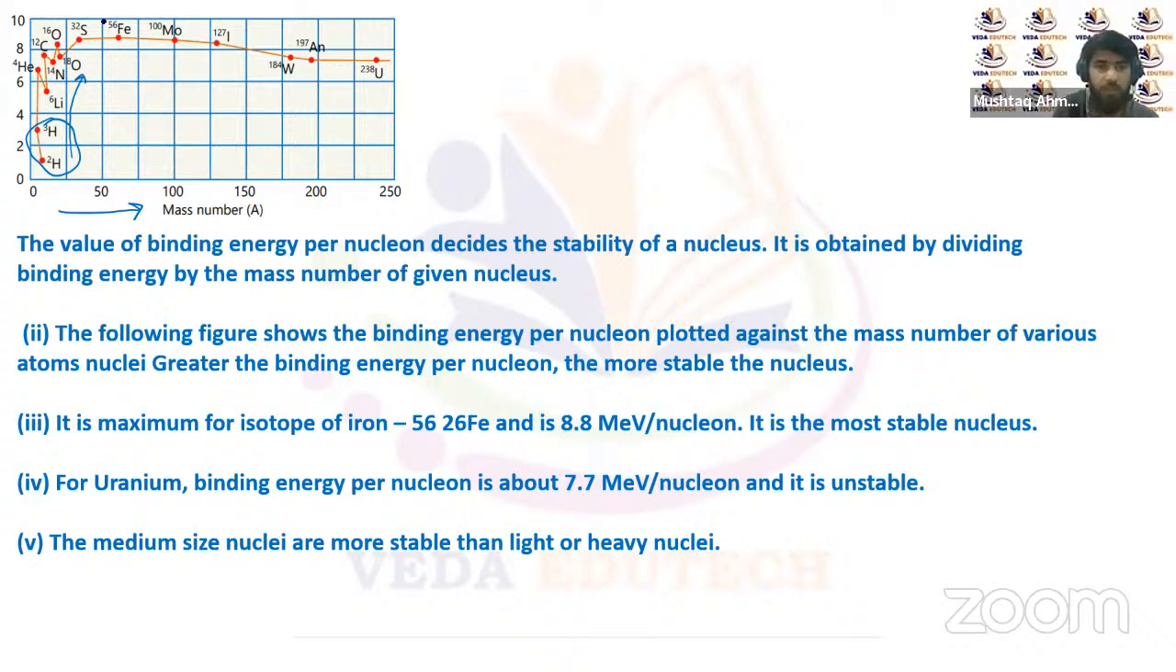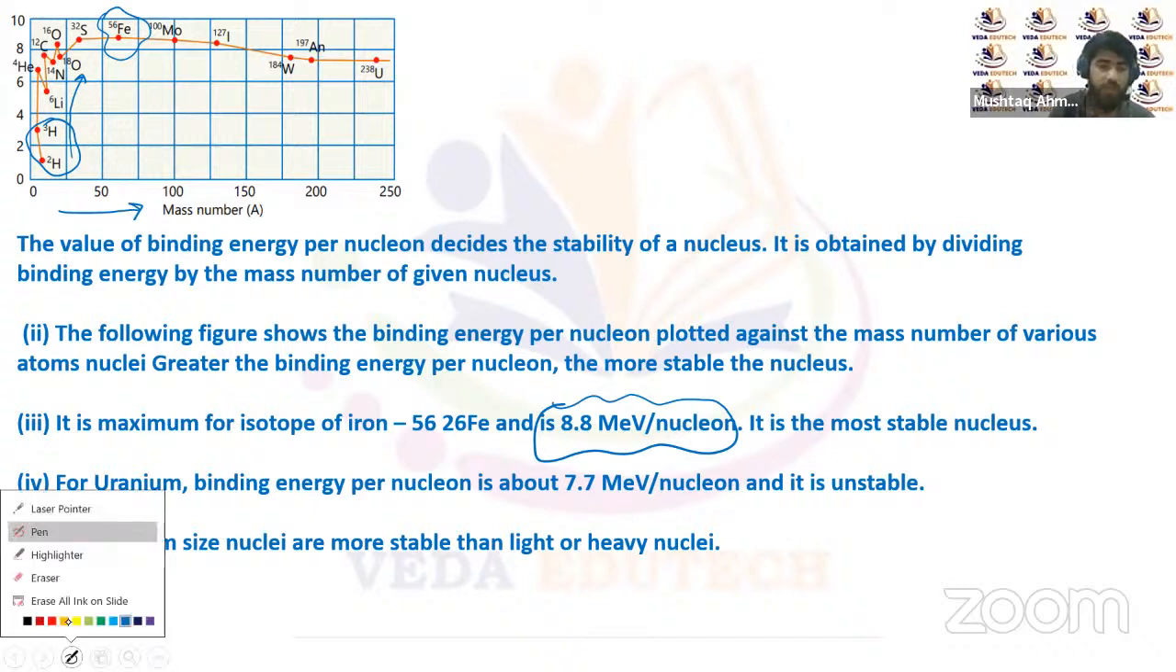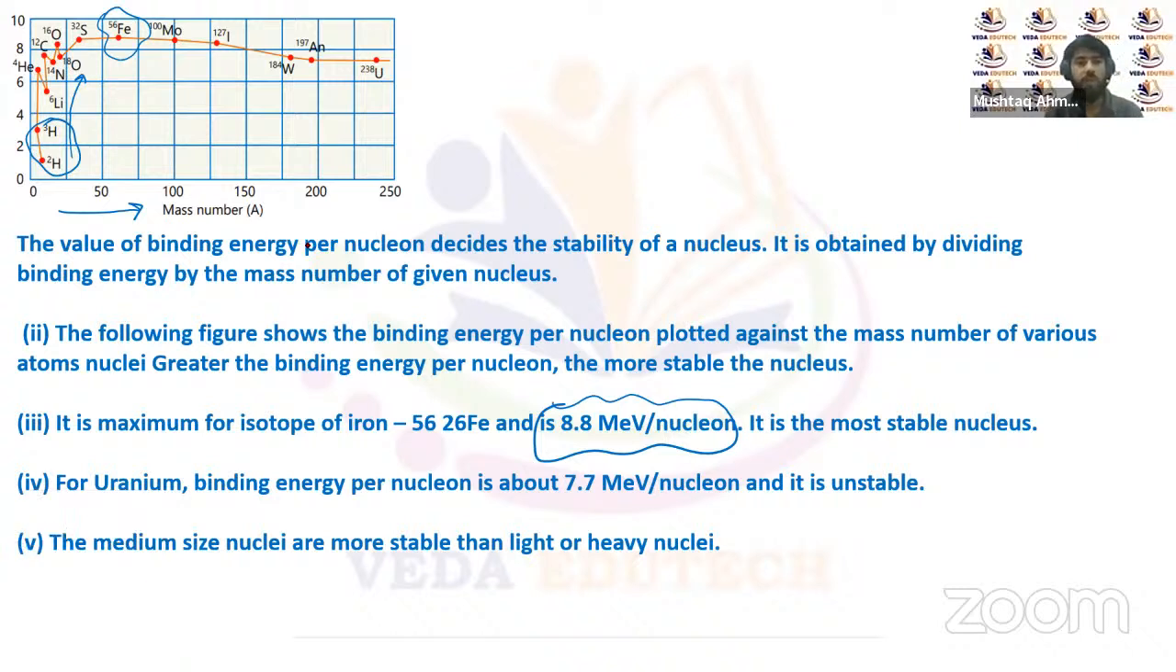But we can see it becomes maximum at the nucleus of iron. Iron has the maximum binding energy per nucleon, and that maximum is 8.8 million electron volt per nucleon. So we can say that the nucleus of iron is the most stable nucleus. Iron is the atom of maximum stability, with binding energy per nucleon equal to 8.8 million electron volts.